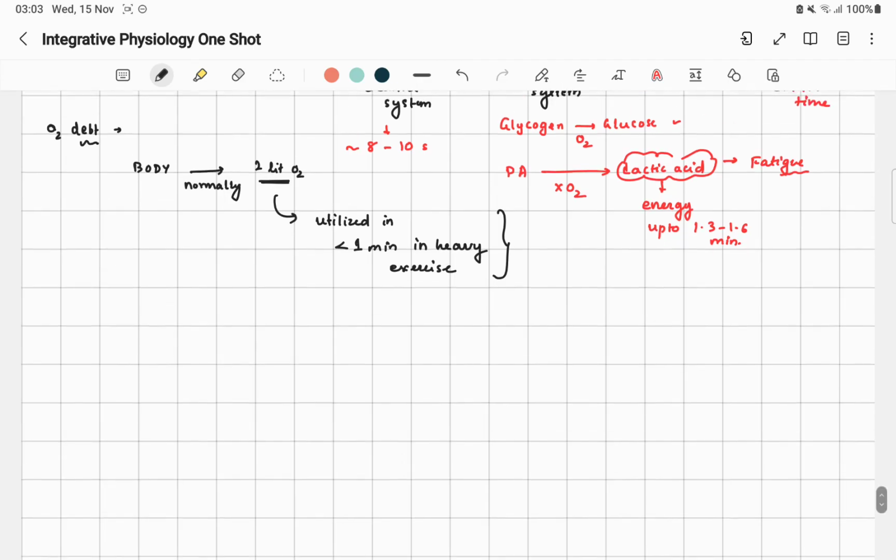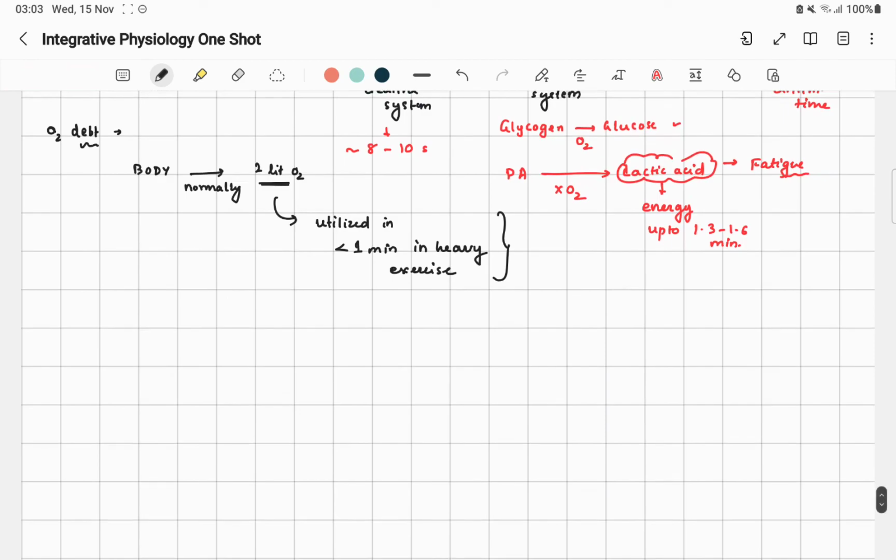There will be two types of oxygen debt. The oxygen has to be replenished back, and there is a deficiency of this 2 liters of oxygen, and this is called your oxygen debt.